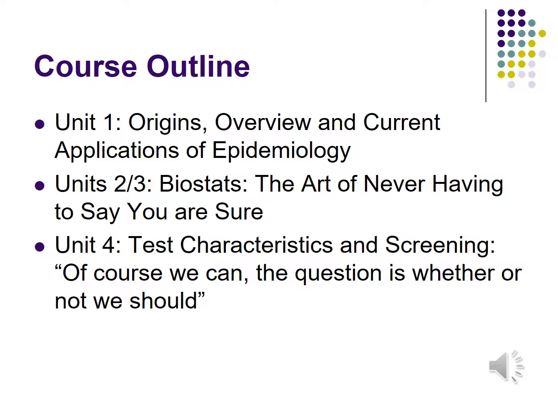Unit 4, Week 4, is about test characteristics, sensitivity, specificity, predictive values, and the like, and screening. So we will be looking at tests for screening and learning tools to help think about whether or not we should be screening, even though we know we can. So we could screen for ovarian cancer, for example. It's not been shown to be effective, so the question is whether or not we should be doing that.